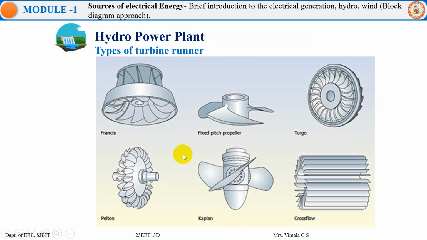So this is how it looks, the hydropower plant Francis turbine. This is called fixed pitch propeller and Turgo, and this is the Pelton, and very commonly used Pelton or Kaplan turbines, and this is the cross flow type of turbines what we normally use for hydropower plant.